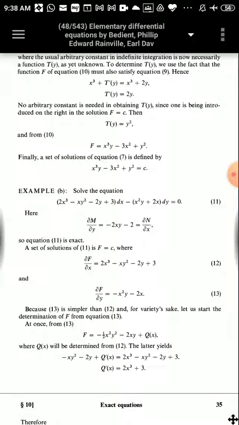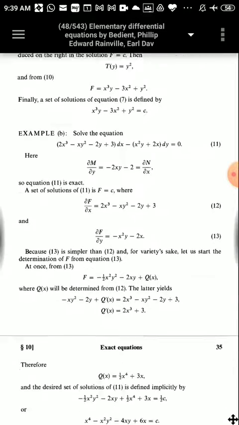So see here once again. I am telling you the formula: integration of M dx, at that time we keep y constant while taking this integration, plus integration of terms in N which are free from x dy is equal to c. c is a constant, the integrating constant. So let us use this formula to find the solution of the exact differential equation.